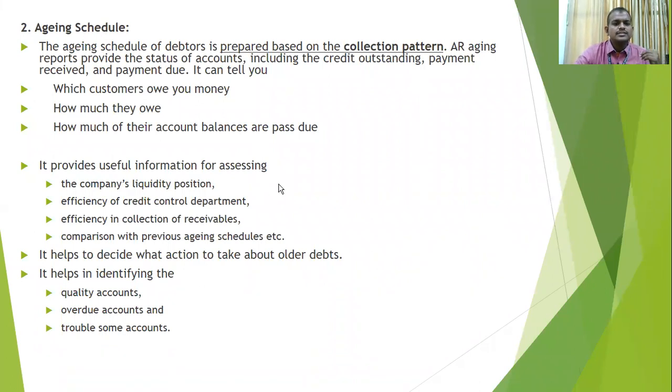Next one, aging schedule. This is another technique. The aging schedule of the debtors is prepared based on the collection pattern. So accounts receivable aging reports provide the status of accounts, including credit outstanding and payments received and payment due. It can tell you which customers owe you money and how much they owe and how much of their account balances are past due.